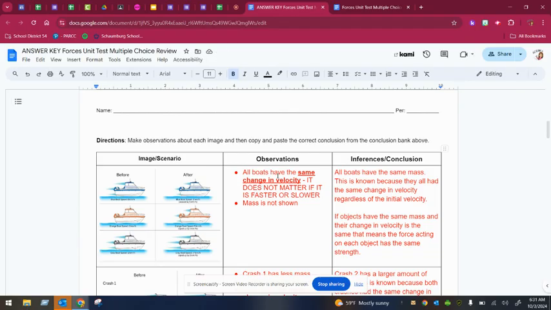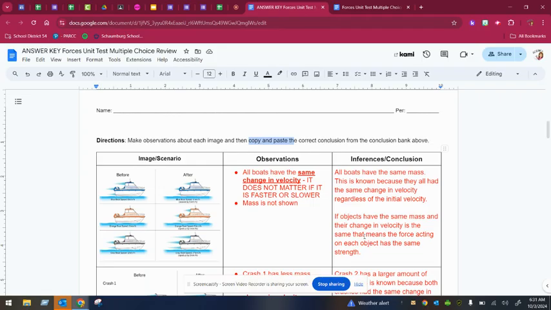It doesn't matter if it was faster or slower, that change is still there and mass is not shown. So I could come up with this inference/conclusion. My inference is that all boats have the same mass. This is known because they have the same change in velocity regardless of the initial velocity. So then this conclusion, I've just copied and pasted from the top of the screen. So this says copy and paste the correct conclusion. I've copied and pasted from the top of the screen.